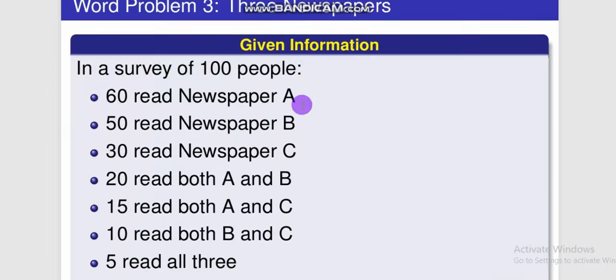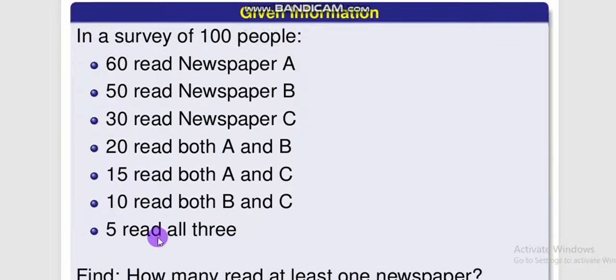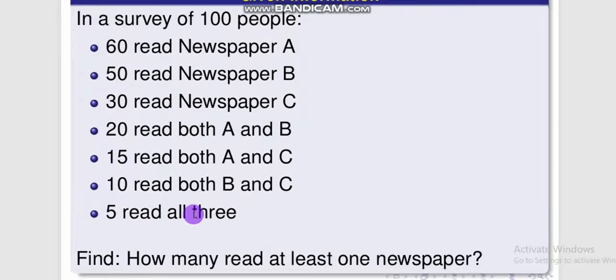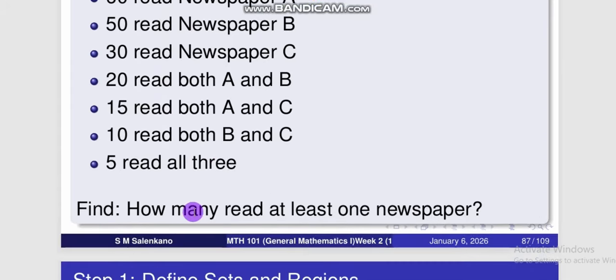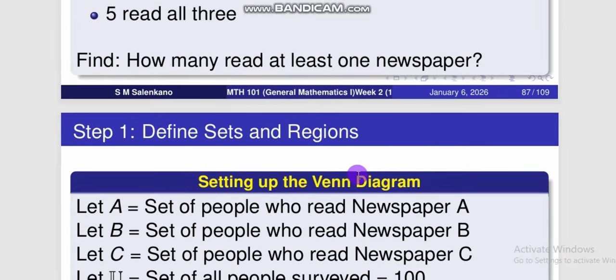Okay, 60 read newspaper A, 50 read newspaper B, 30 read newspaper C, and then 20 read both A and B, 15 read both A and C, 10 read both B and C, 5 read all 3, right? So what are we trying to find? We are trying to find how many read at least 1 newspaper. Okay, here are the steps.